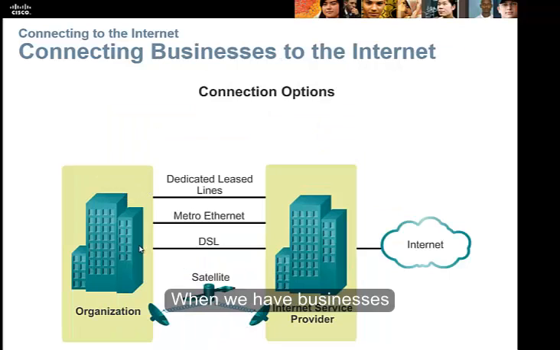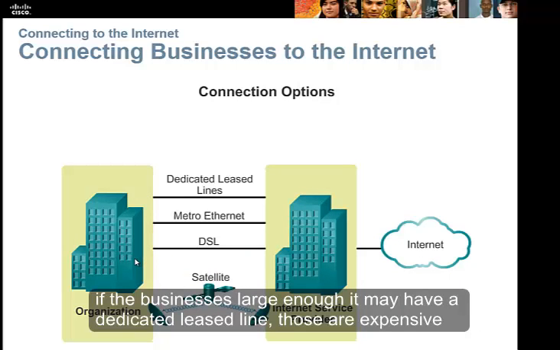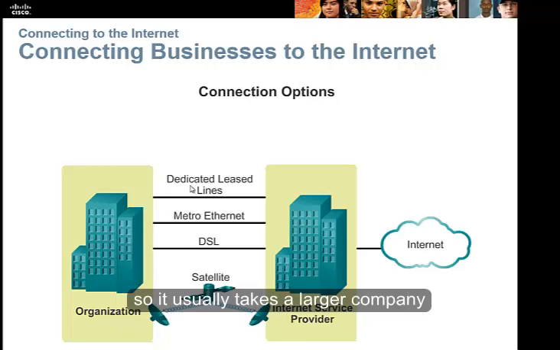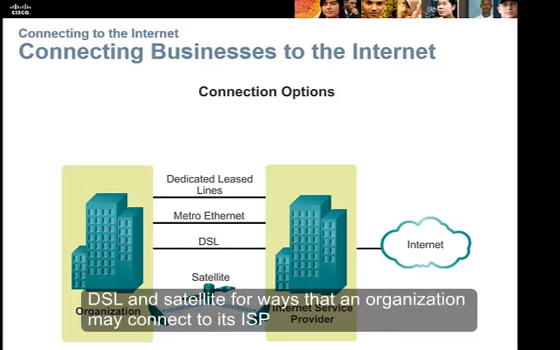When we have businesses, if the business is large enough, it may have a dedicated leased line. Those are expensive, so it usually takes a larger company. You have your Metro Ethernet, DSL, and satellite for ways that an organization may connect to its ISP.